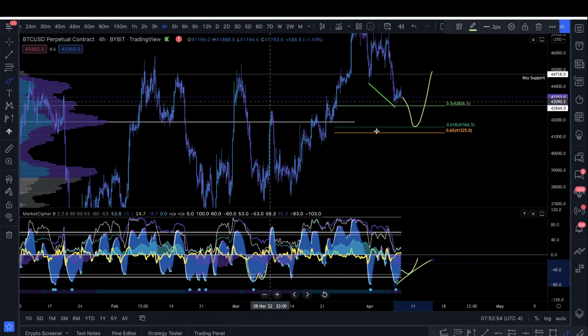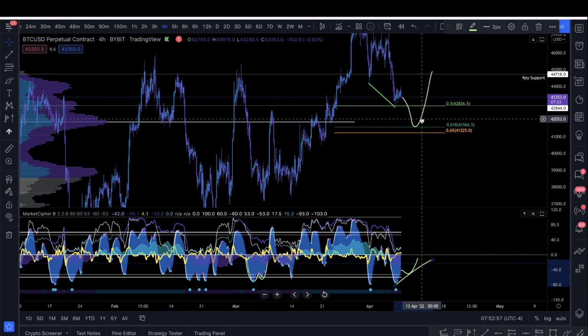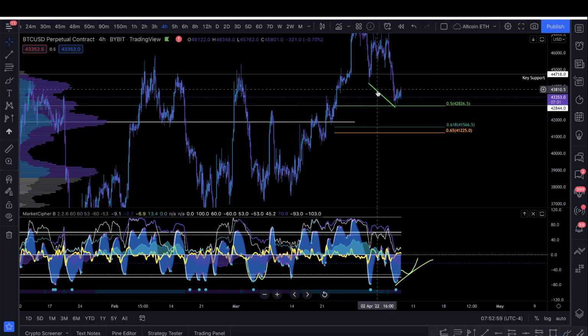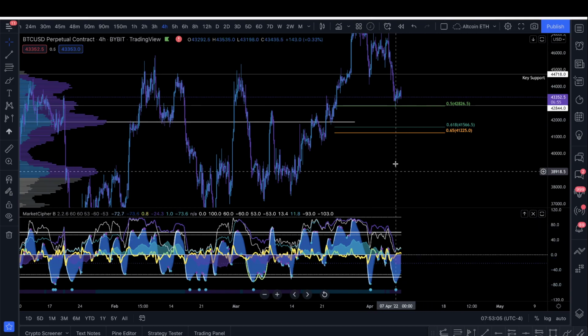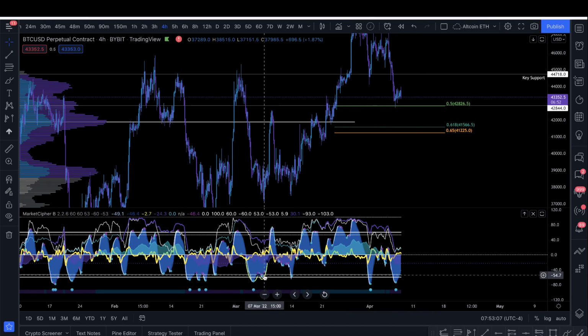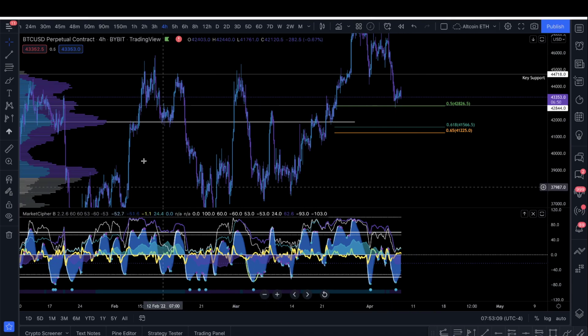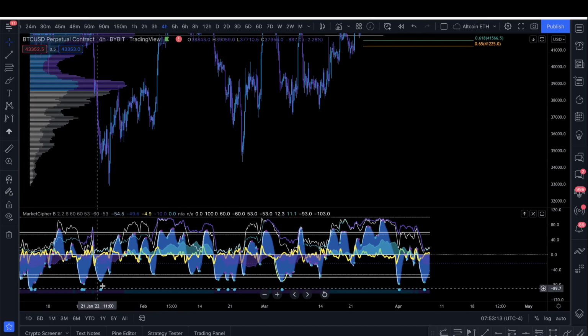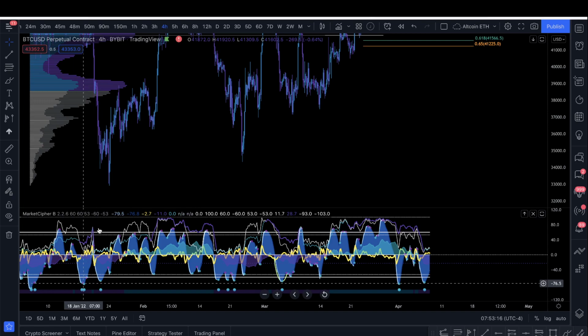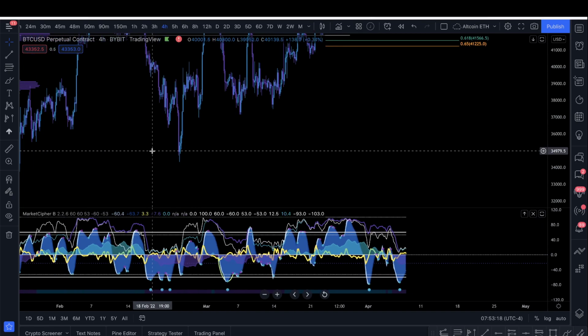All right? So that is something that could happen. But, of course, there's many other things that could happen as well. This could very well have been an area of support. We've seen it many times where those 4-hour divergences, even if they take some time to play out, could still get us a move to the upside.